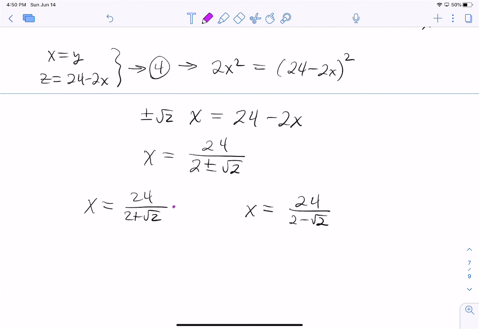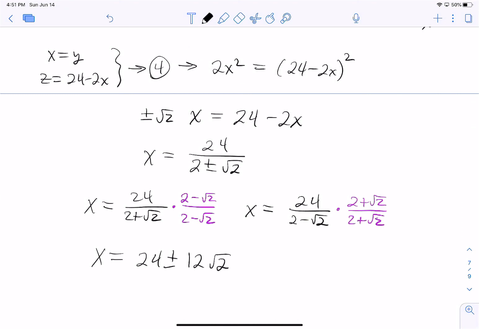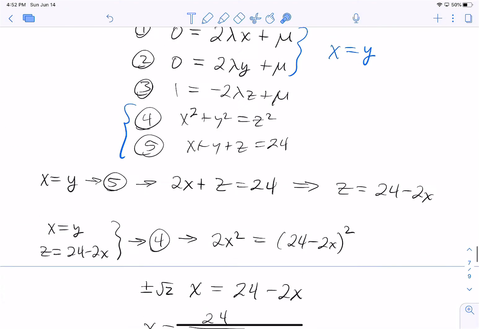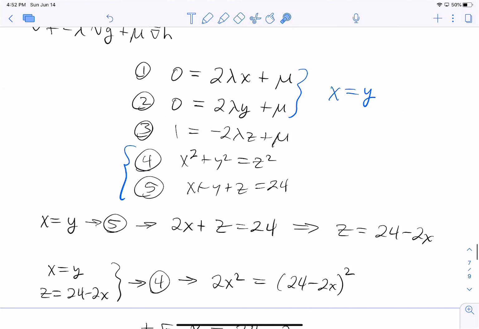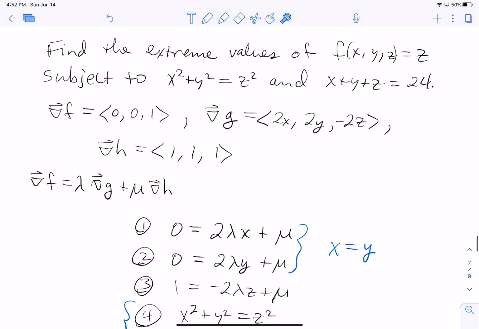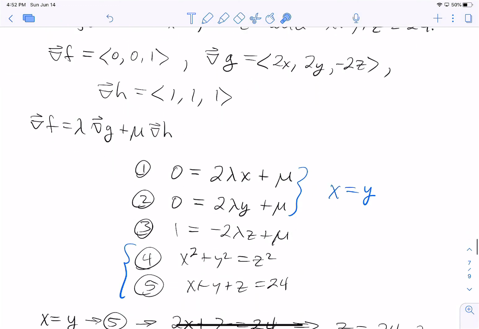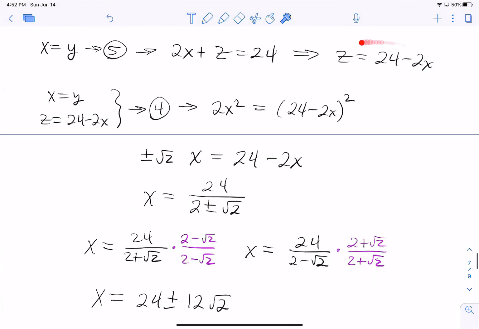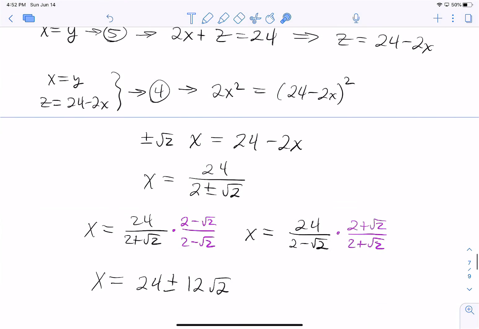And if we do this and then rationalize the denominators, and then simplify the results, we're going to get that x is equal to 24 plus or minus 12 times the square root of 2. Now earlier in our journey we saw that x was equal to y, but let's go back and see what we're trying to find. We want the extreme values of f of x, y, z equals z. Folks, we just want the extreme value of z, or values. z is equal to 24 minus 2x. We know what x is. Let's find what z is.